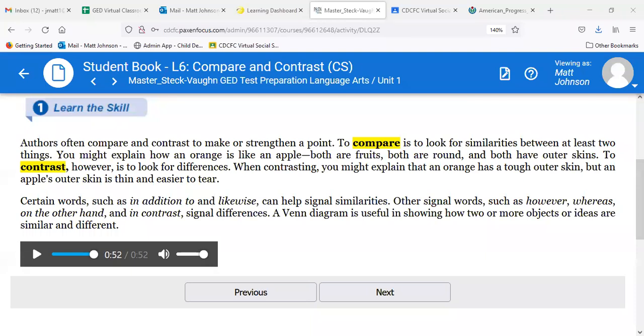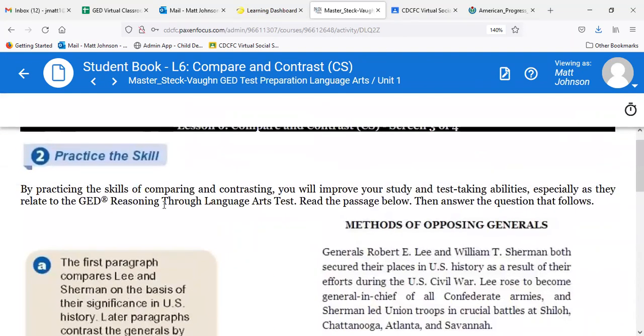And then you look for those signal words, like we keep talking about. In addition to, likewise, additionally, moreover, furthermore. Those would signal more of a comparison. And then words like however, on the other hand, in contrast, but, yet, things like that are signaling a contrast. So let's see. All right, some more text here.